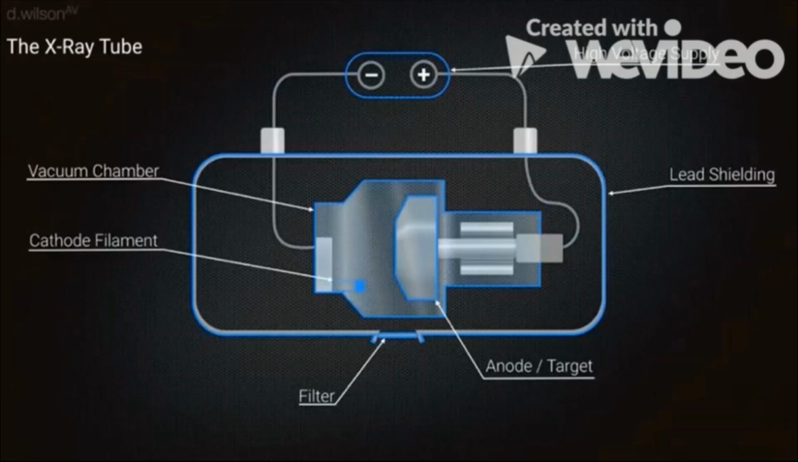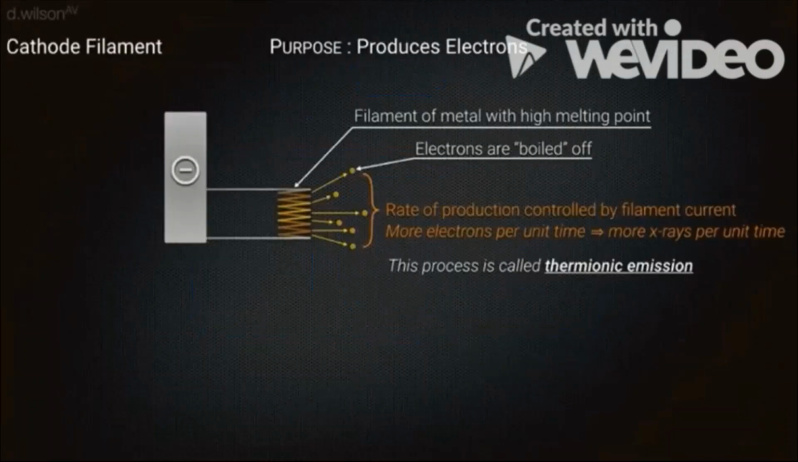It consists of a high voltage supply connected to a vacuum chamber inside of a lead shielding, containing a filter. This vacuum chamber contains a cathode filament and an anode, also known as the target of electrons. Now we will be discovering more about each of the components of this X-ray tube. Let's begin first with the cathode filament.